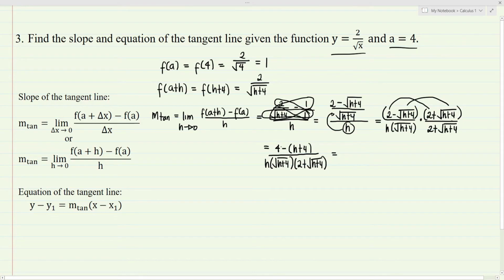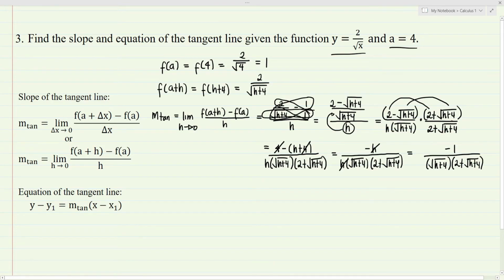Next, I can simplify this 4 and 4 here since we have here a minus symbol. I will be left with negative h in the denominator. Again, just copy the denominator. So I'd have here h over square root of h plus 4, then multiplied by 2 plus square root of h plus 4. Next, I can cancel this h in the numerator and h in the denominator. And the simplified form of our function here would be negative 1 over square root of h plus 4 multiplied by 2 plus square root of h plus 4.